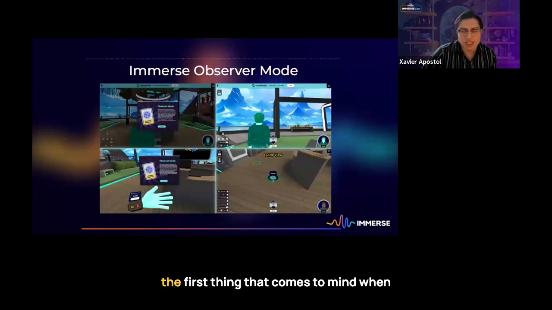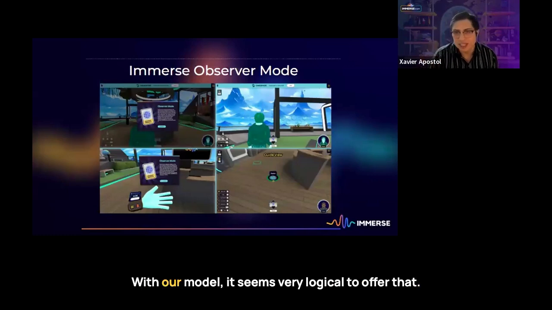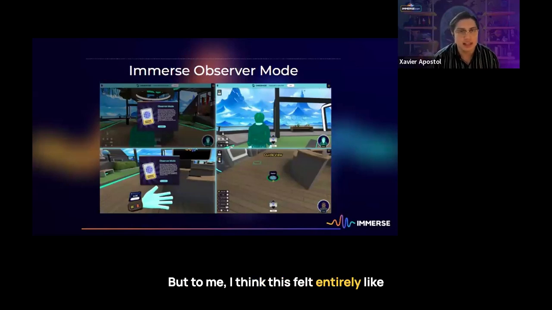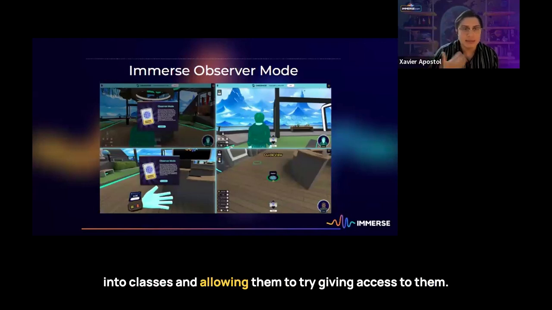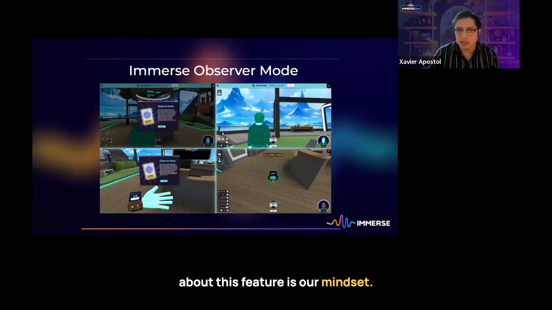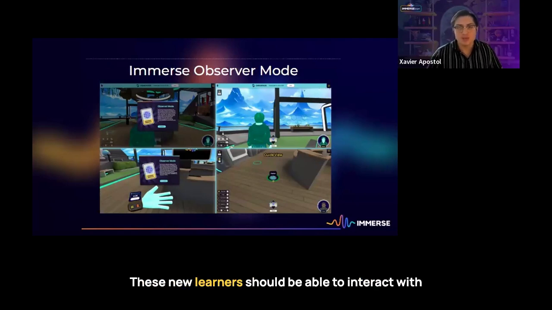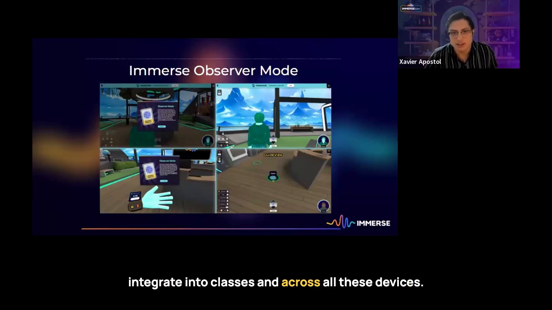Accessibility and equity might not be the first thing that comes to mind when considering the ability to audit classes. With our model, it seems very logical to offer that. But to me, this felt entirely like an accessibility and equity feature, beyond the obvious benefit of bringing people into classes and allowing them to try, giving access to them. I think one of the important things about this feature is our mindset. We were very accessibility first. We considered how much of our lesson tools these new learners should be able to interact with as a platform that also supports desktop members, ensuring that these observers could clearly integrate into classes and across all these devices.